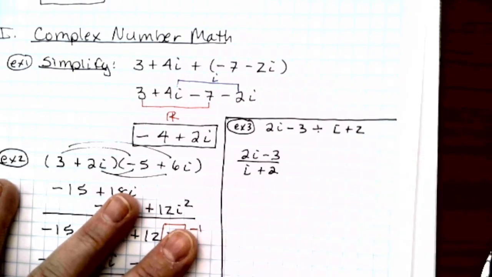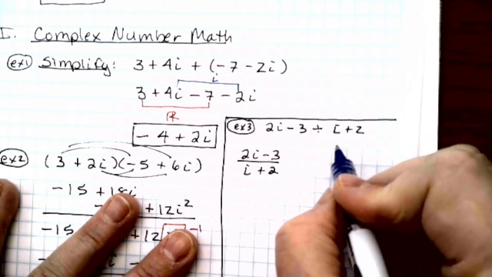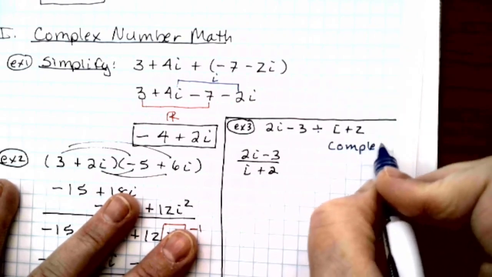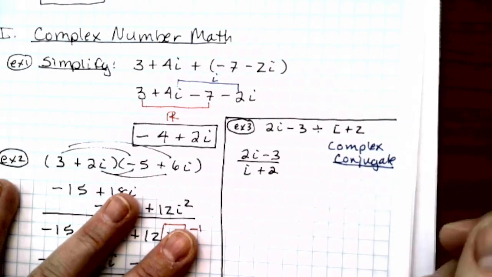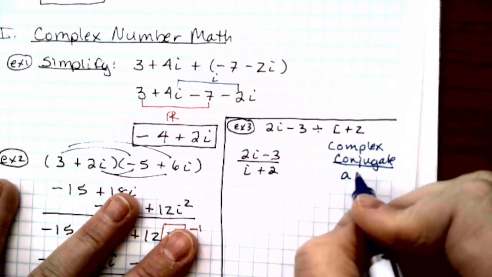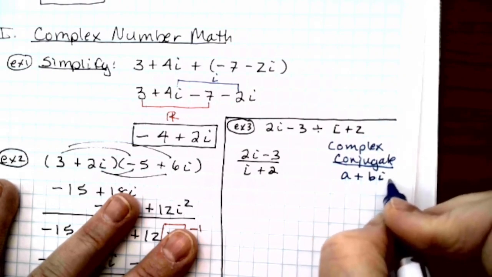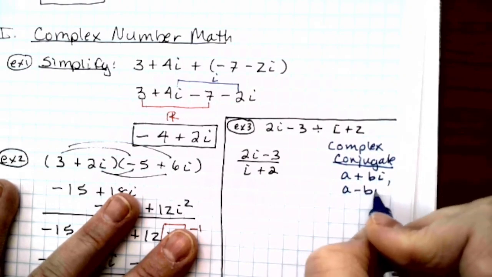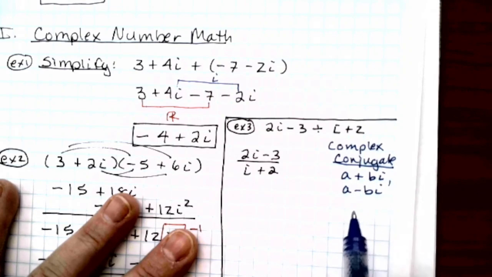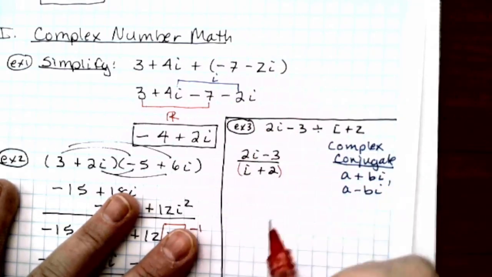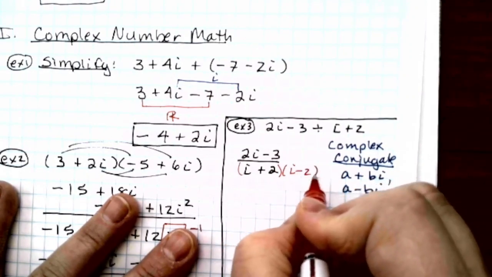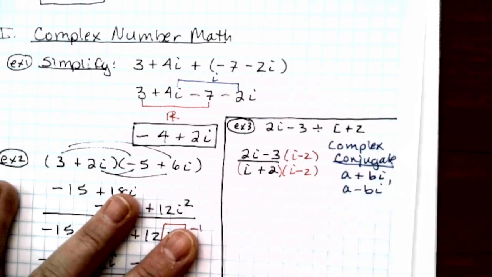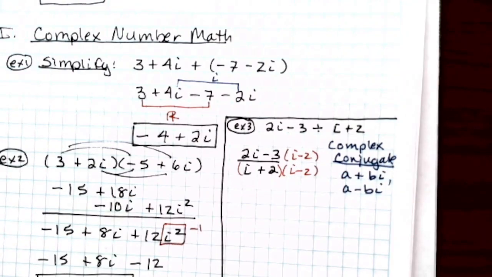And now this is where you're going to use what we call the complex conjugate. So conjugates are pairs of numbers. If you have a plus bi, the conjugate is automatically a minus bi. So it's the same but has a different sign in the middle. So the conjugate for i plus 2 is i minus 2. We're going to multiply the top and the bottom by i minus 2.